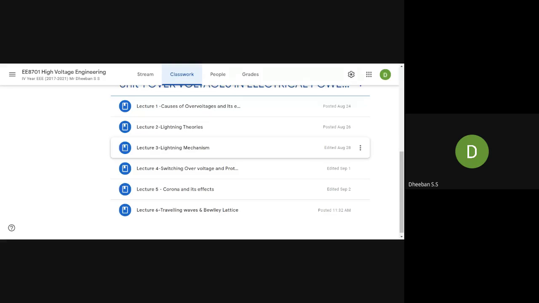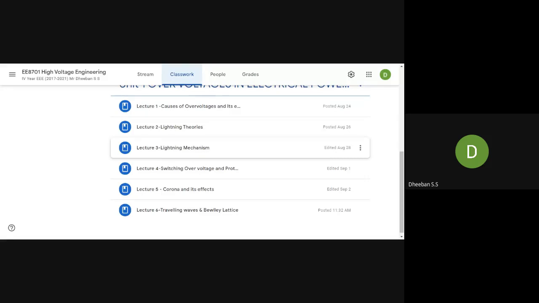Okay. Over voltage caused by switching in your circuits. And in last class we have seen about corona and its effects. So in today's class, what we'll be dealing with is the traveling waves and Bewley lattice diagram.